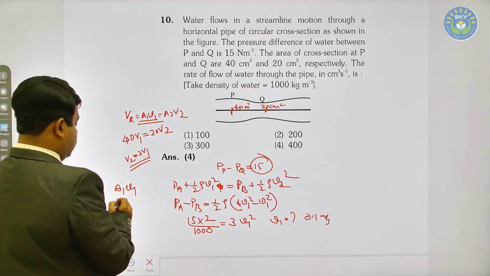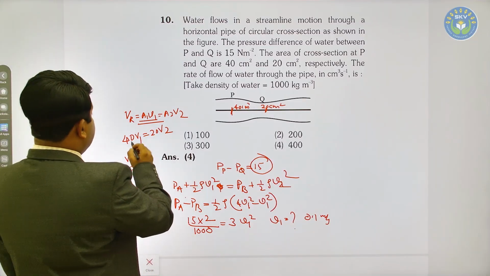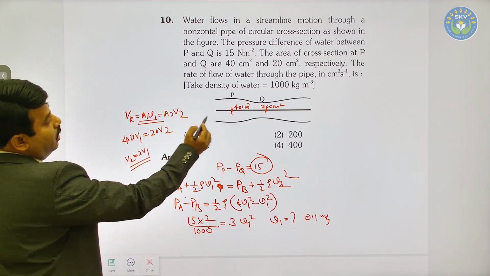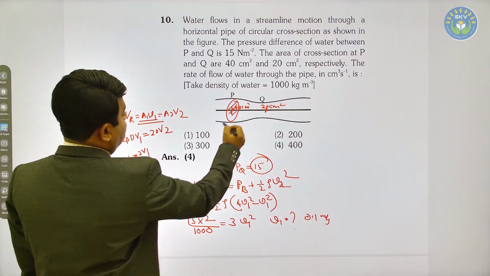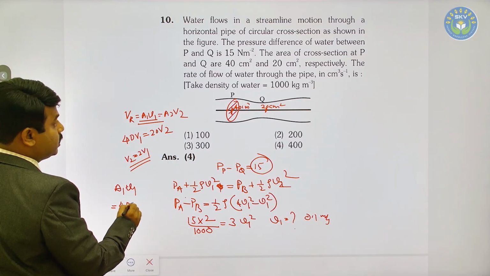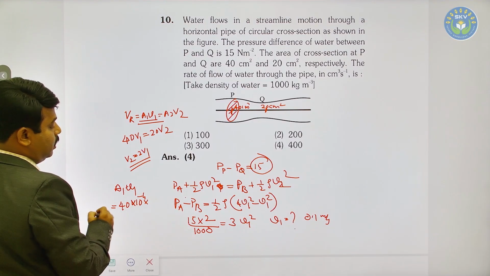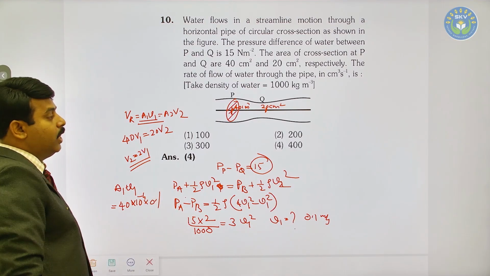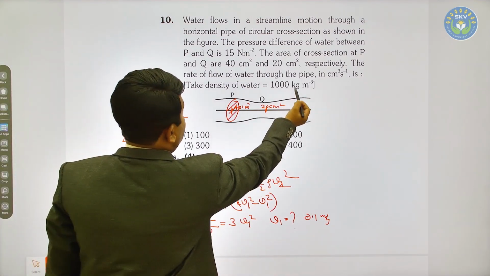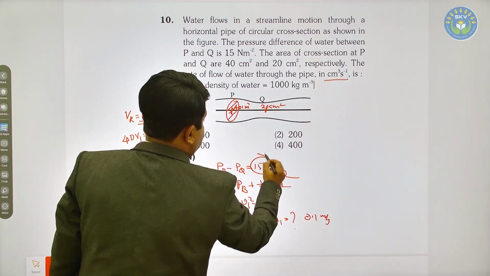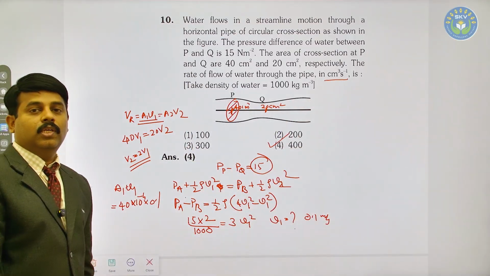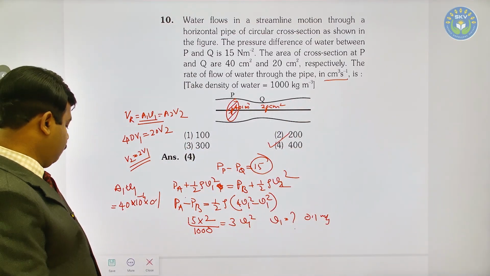Now multiply by the area. Which area do we consider? This area, 40 centimeter square, that is 40 into 10 raised to minus 4, into 0.1. So the answer is 400 in terms of centimeter cube per second. That is 400 centimeter cube per second.